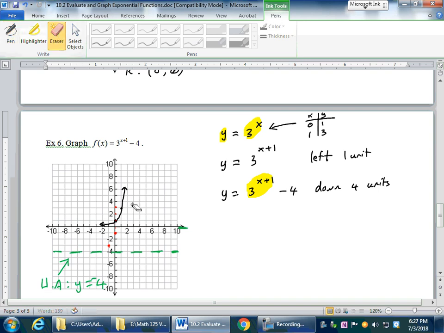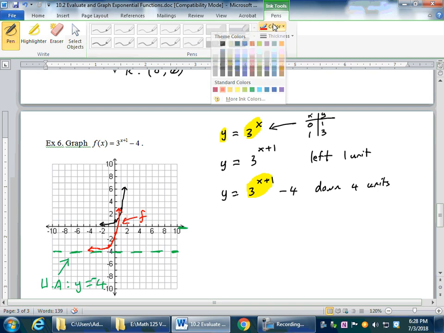So now my final graph will be something like this. Going to the left, and then it doesn't pass through the horizontal asymptote, and then going to the right, up like this. So this will be my f graph.